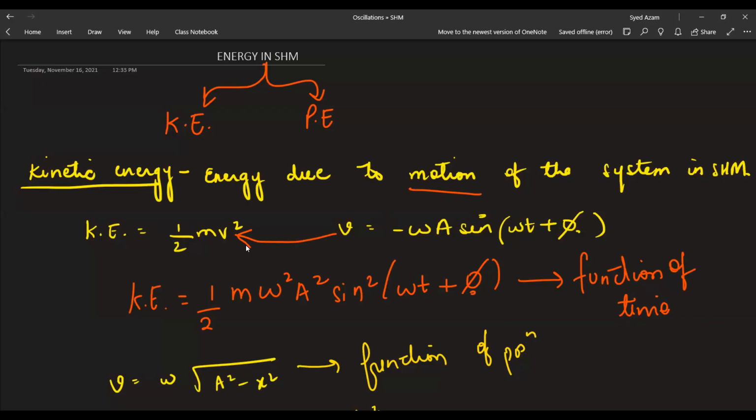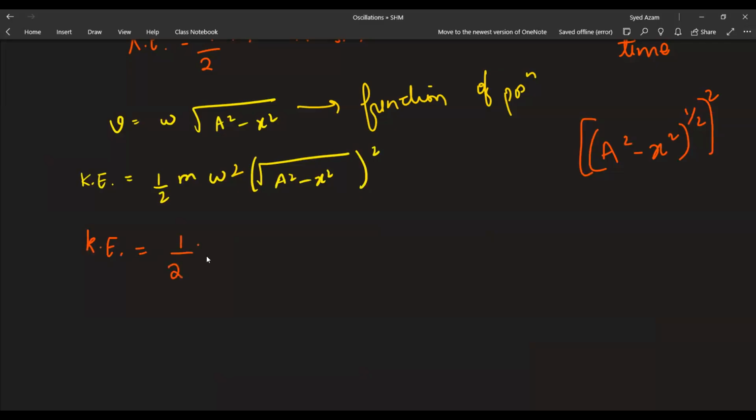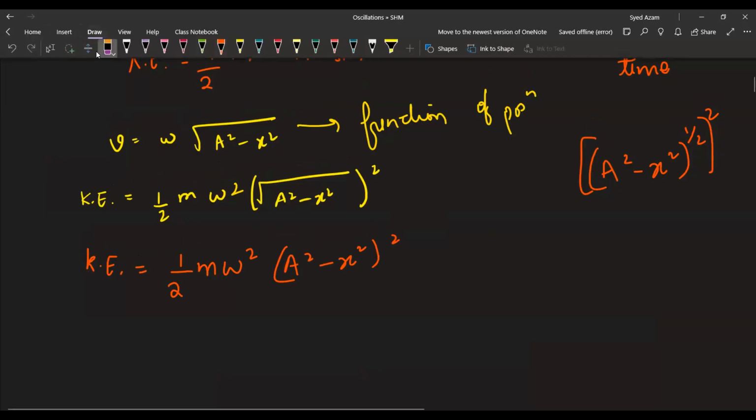What if I want to get the same thing with the equation of position? So I'll take the equation of position. v is omega under root a square minus x square. So see, a square minus x square to the power half, and I am squaring it. So root will go and omega square will be there. So kinetic energy will become half m omega square into a square minus x square, right? We have squared this up, and we have cancelled the root. This is what will be left.